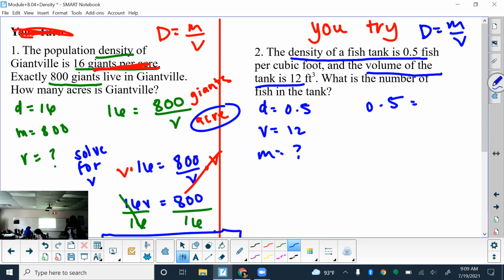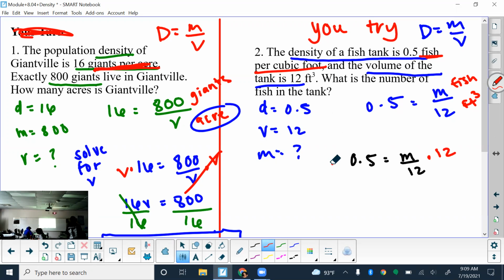So we have 0.5 equals mass divided by 12. Keep in mind the units that they gave us for the density is fish per cubic foot, which makes sense because it's asking us the number of fish that we're missing, so it makes sense that we're solving for mass. Now, how can I get the M by itself? You multiply it by 12. Good, multiply by 12 on each side. That's how you can get the denominator to cancel out in this fraction. And then what you do on one side, do to the other side to keep it equal.